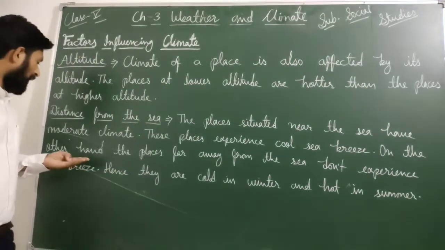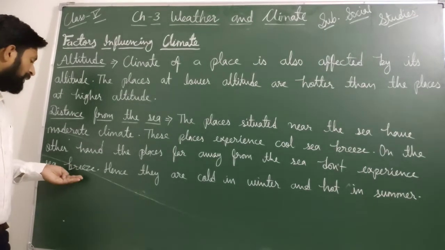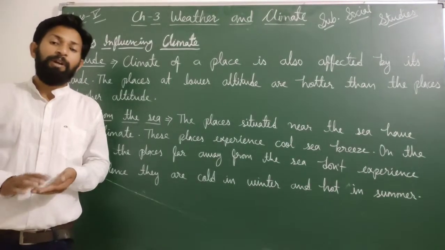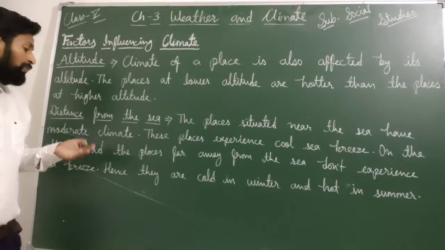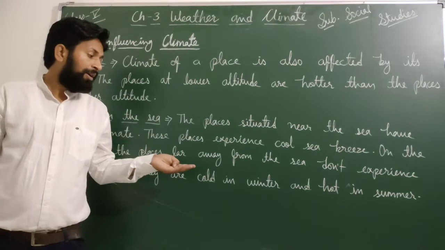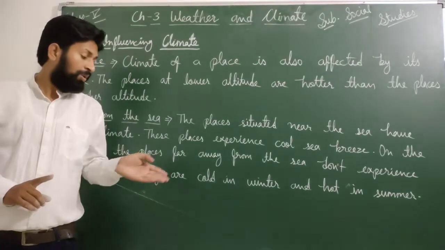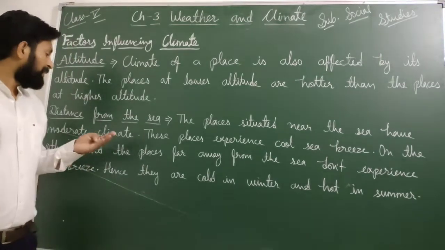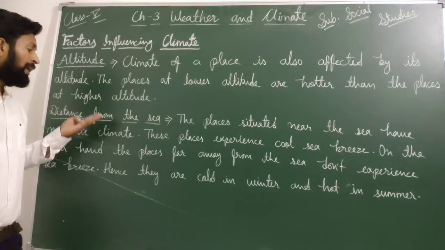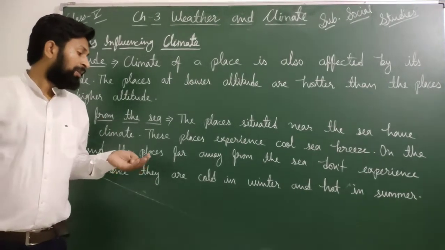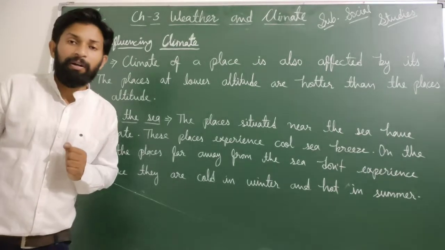On the other hand, the places far away from the sea don't experience sea breeze, like Delhi. Delhi is far away from the sea coast, so it feels hot in summer and cold in winter. So we can say that if any place is nearby the sea, it will have a moderate climate throughout the year, and if a place is far away from the sea, it will be cold in winter and hot in summer.